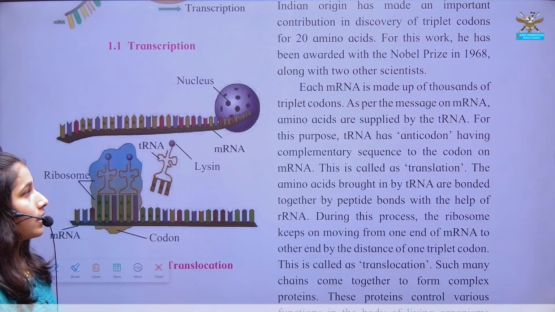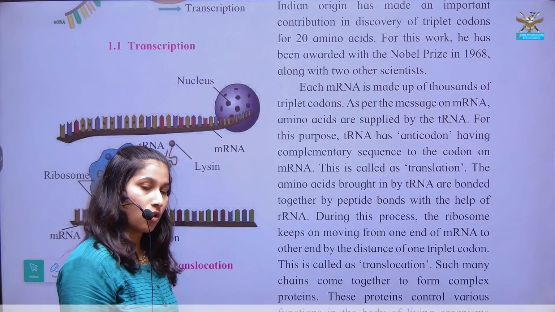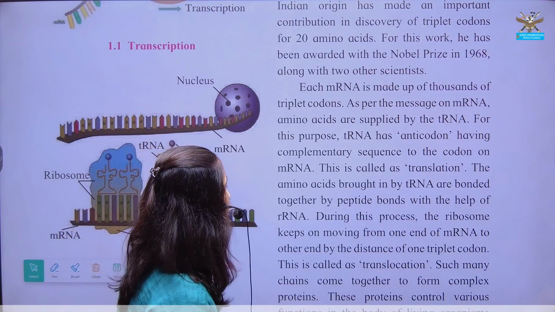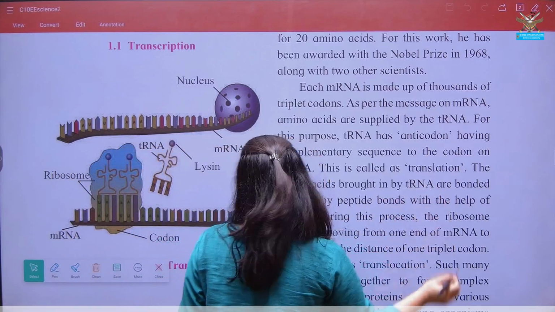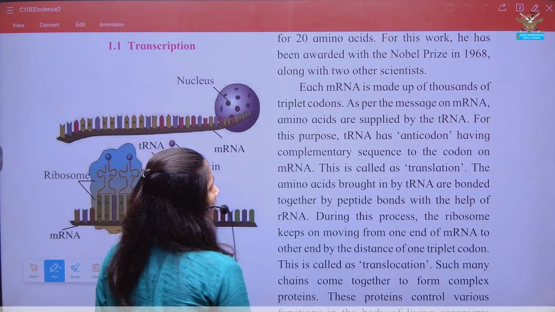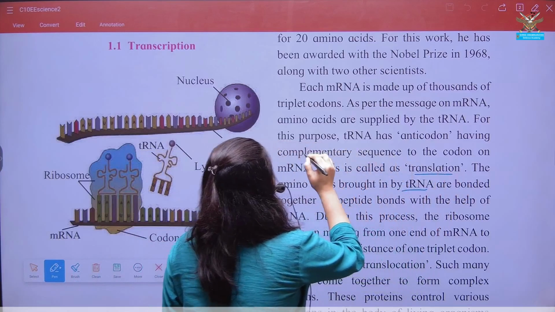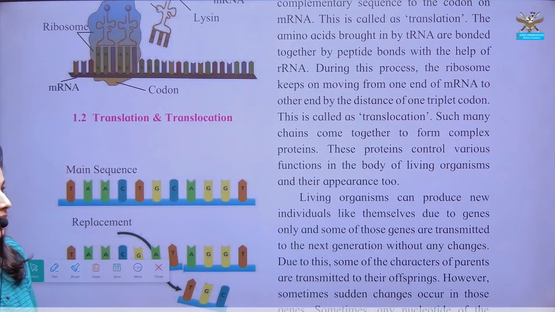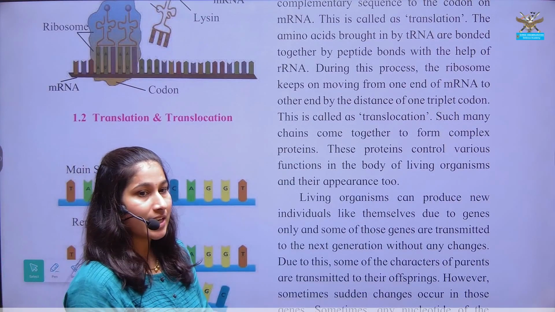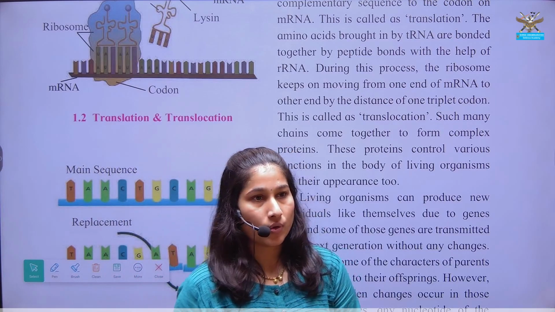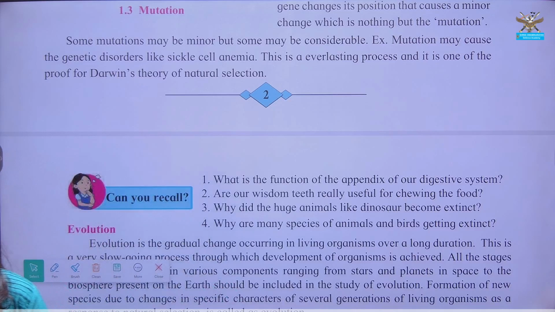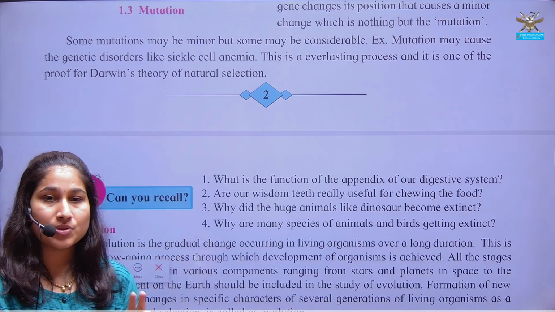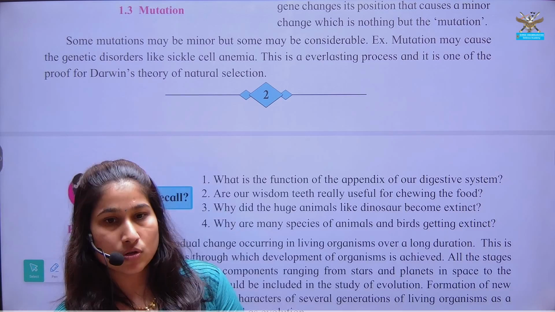Okay, these codons are decoded by anticodons, and these anticodons are present on your tRNA. Okay, tRNA, and this coding and decoding is known as translation. Decoding this message and forming your polypeptide chain is known as translation. The new individual is formed, the genes are transferred, new genes are formed by this process of transcription, translation. Your protein is also formed.